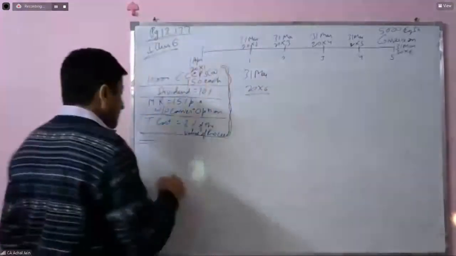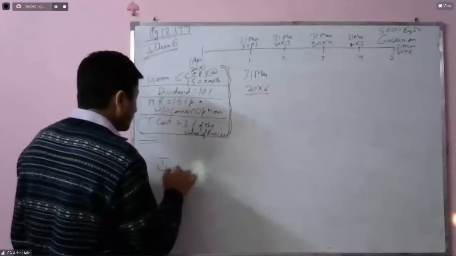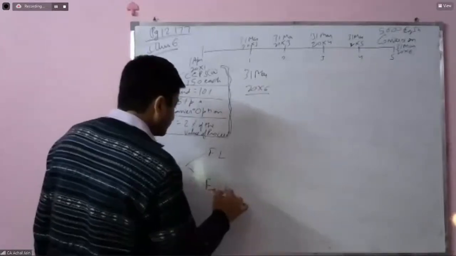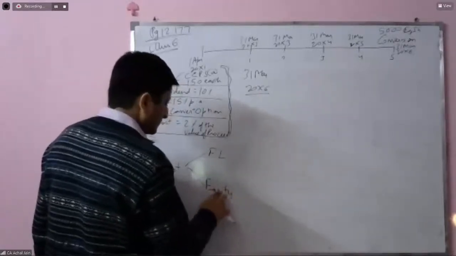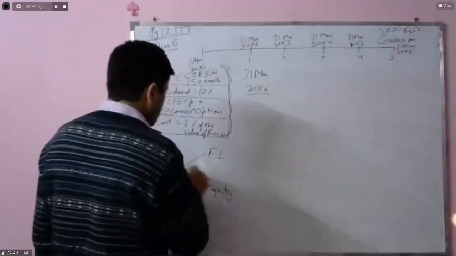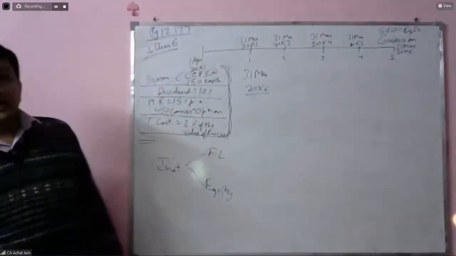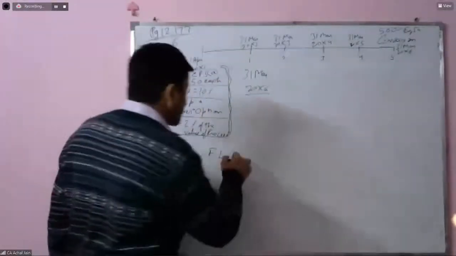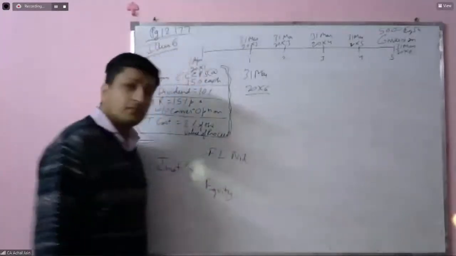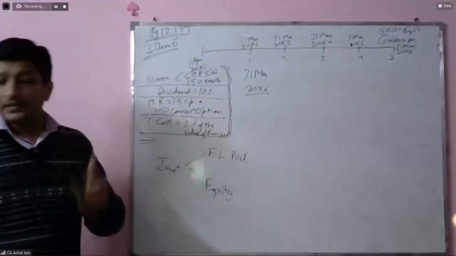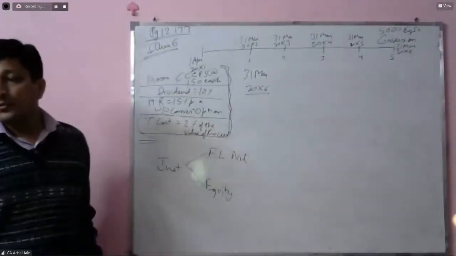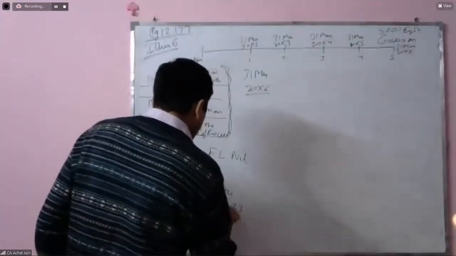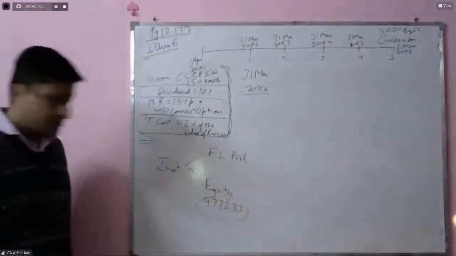Let me just explain you once again. So we had this instrument broken into two parts, financial liability and equity. If you look at the end of the 5th year, the balance of this financial liability is nil. But the balance of this equity is not nil. This is 9,77,233. And how do we get it? This is the cost. This has not changed.